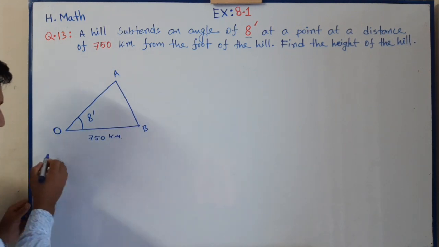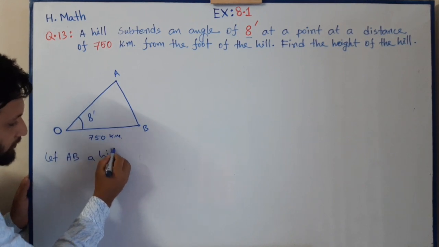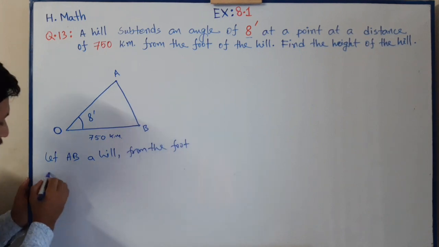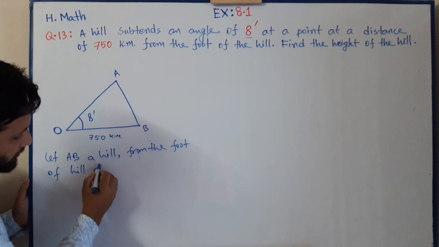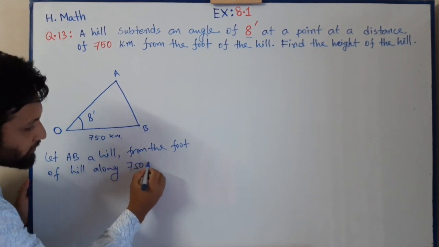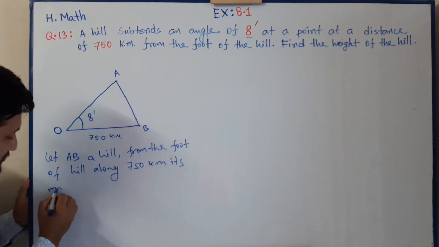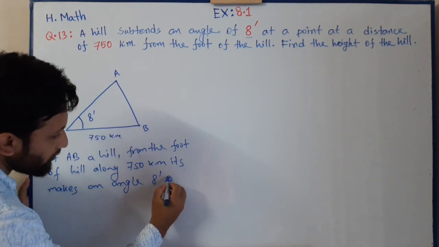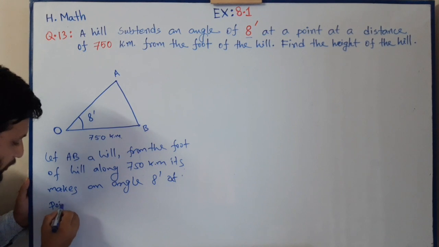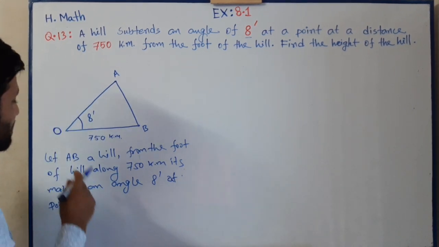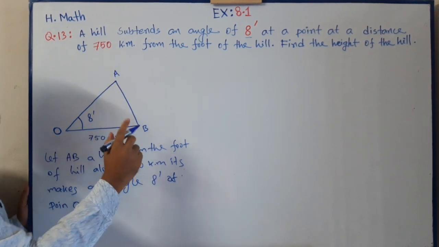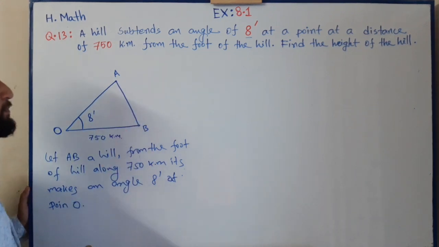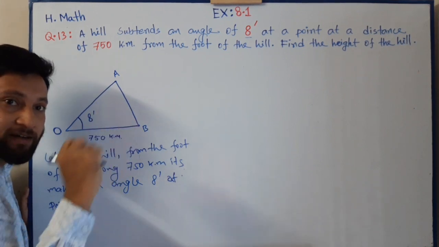Now let AB be a hill. From the foot point B of the hill, along 750 kilometer, it makes an angle of 8 minutes at point O. So we can consider OB as the radius and the height of the hill AB as the arc distance, that means S. If you travel the whole distance, it seems like a circular path, so we consider the height of the hill as the arc distance of this circular path.